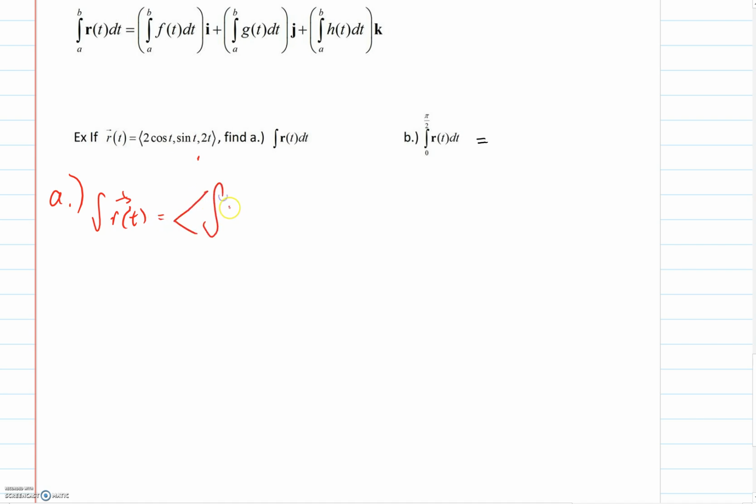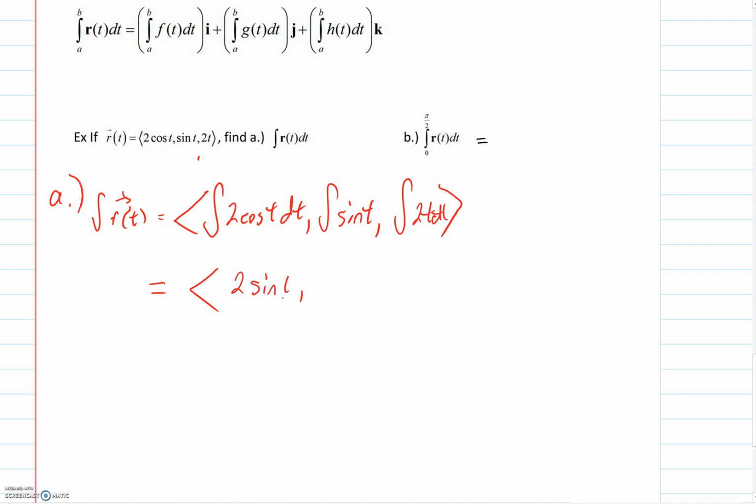We're going to say integrate 2 cosine of t dt. Here's the integral of sine of t, the integral of just a 2t. And what you're going to see very quickly is the antiderivative of cosine is sine. So we'll get 2 sine of t. You might say, where's your constant? Well, we'll get to that in a moment. Negative cosine of t. And then right here, if I'm integrating 2t, well, that's going to be t squared.